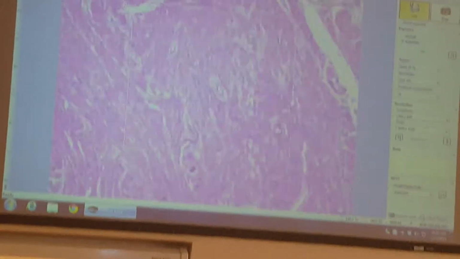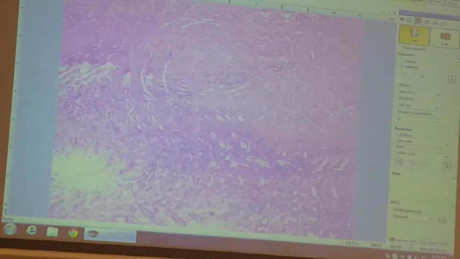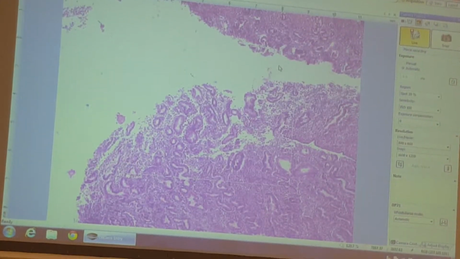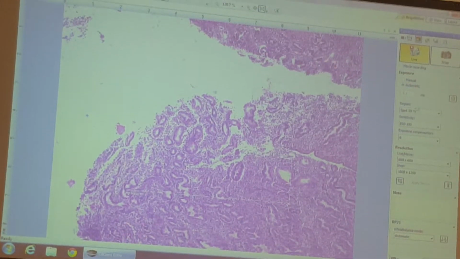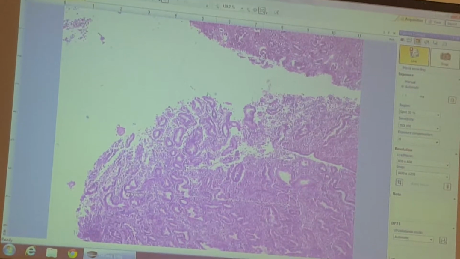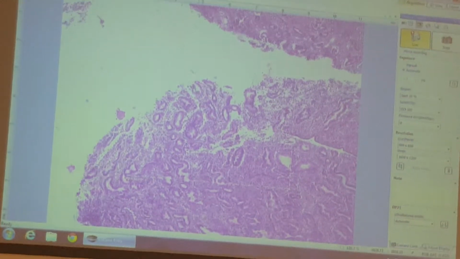Part about these slides is figuring out where the surface is. You've got to go all the way to the top. This one has a weird little fold, so we've got a little fold of extra tissue over on this side. But look, this is the surface. This is the surface.